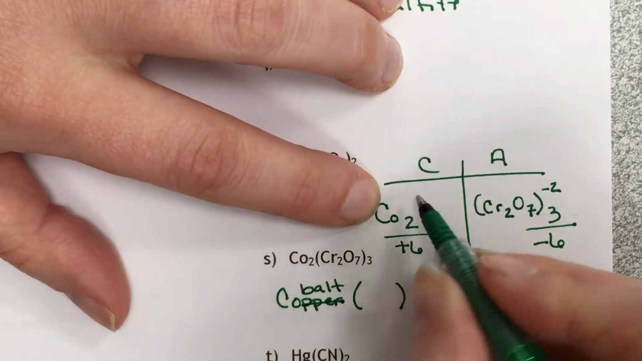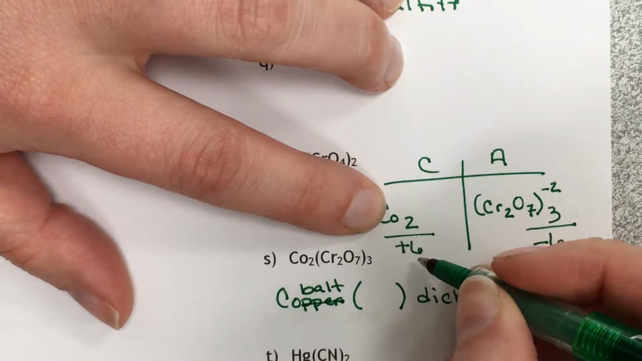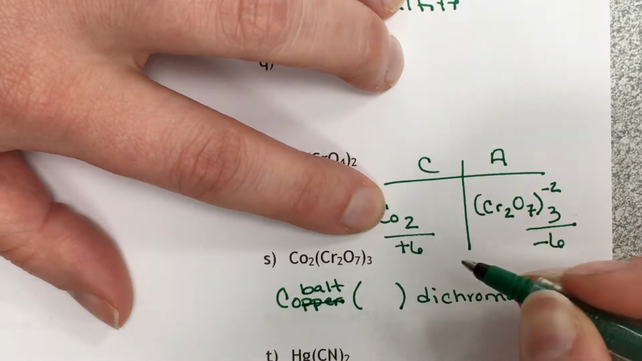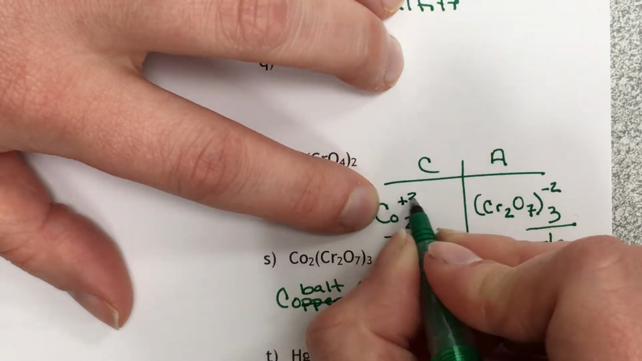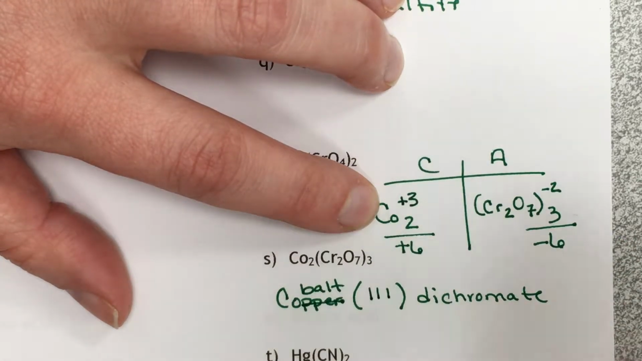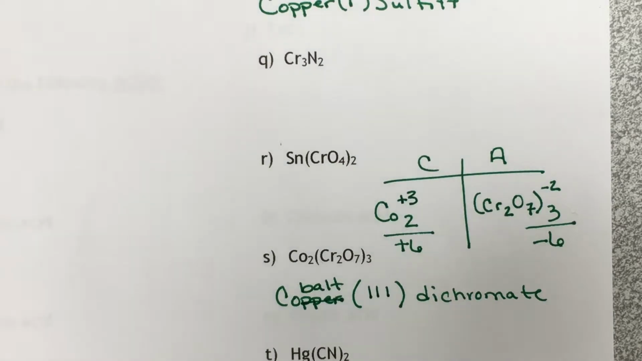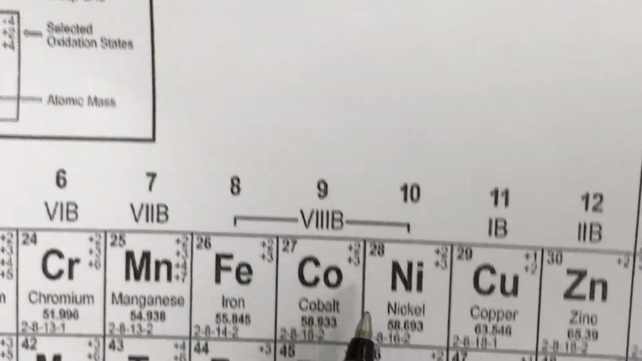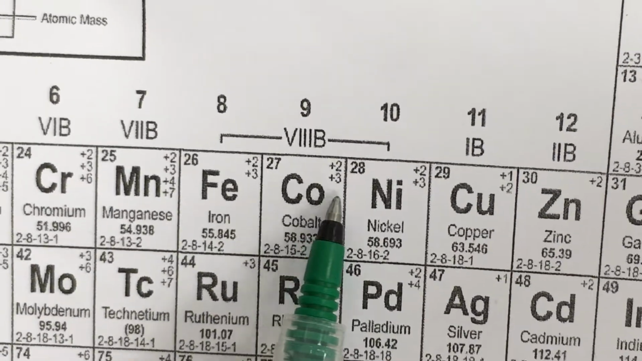So what charge could be multiplied by 2 to make a +6? That would be +3, obviously. So that means it would be cobalt(III) dichromate. So in this case, we are actually using the +3 charge here.